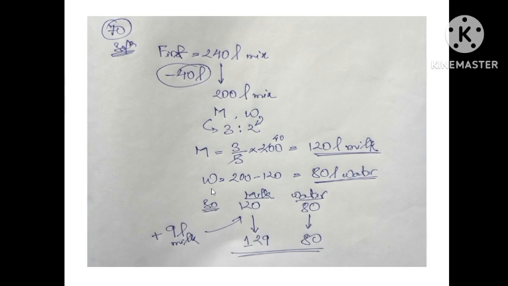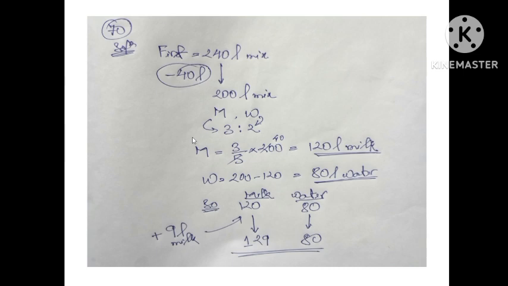In this 200 liter, again what is added? 9 liters of milk is added, isn't it? But only milk is added here. So that's why first we will have to find in this 200 liter mixture how much is water, how much is milk. How to find it? The ratio of milk and water, you can see from the question. The ratio of milk and water is 3:2.